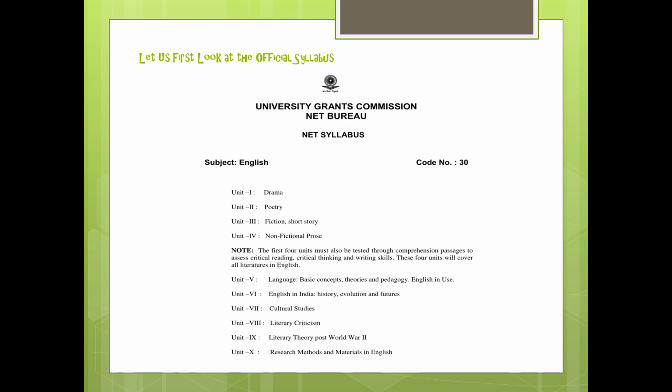And finally, in Unit 10, we get research methods and materials in English. So this is also a new unit and a very unique one at that. In this unit, the unit hints that we have to deal with the kind of research that English literature offers, as well as the methods and materials, the tools utilized in proceeding with research in literature in English, and how literary research is different from other forms of research, especially in the social sciences and in humanities.